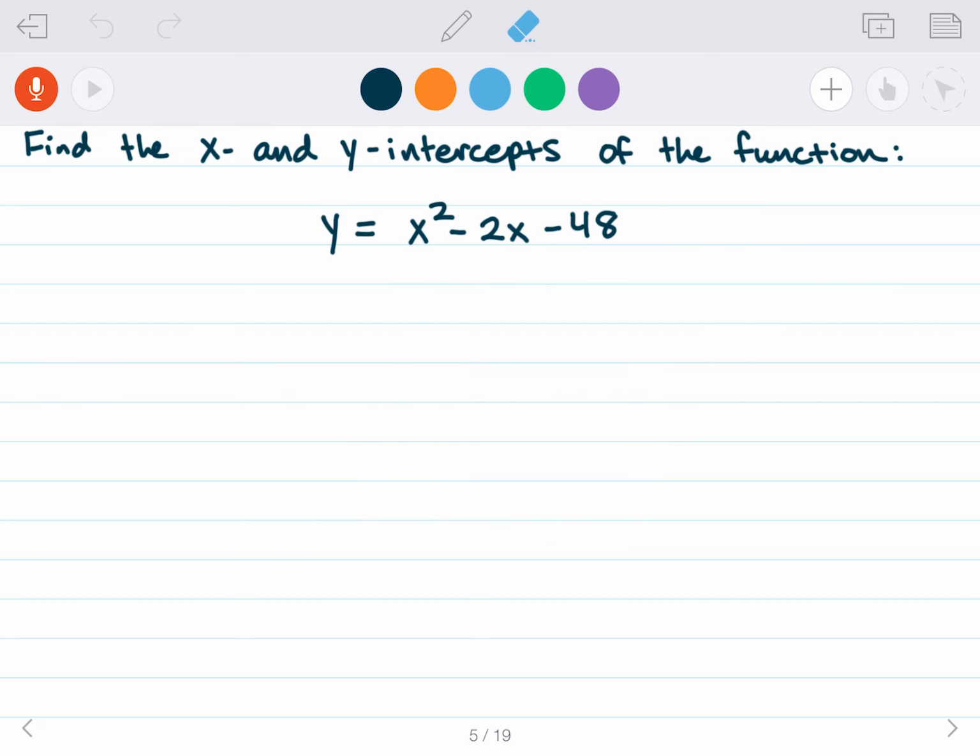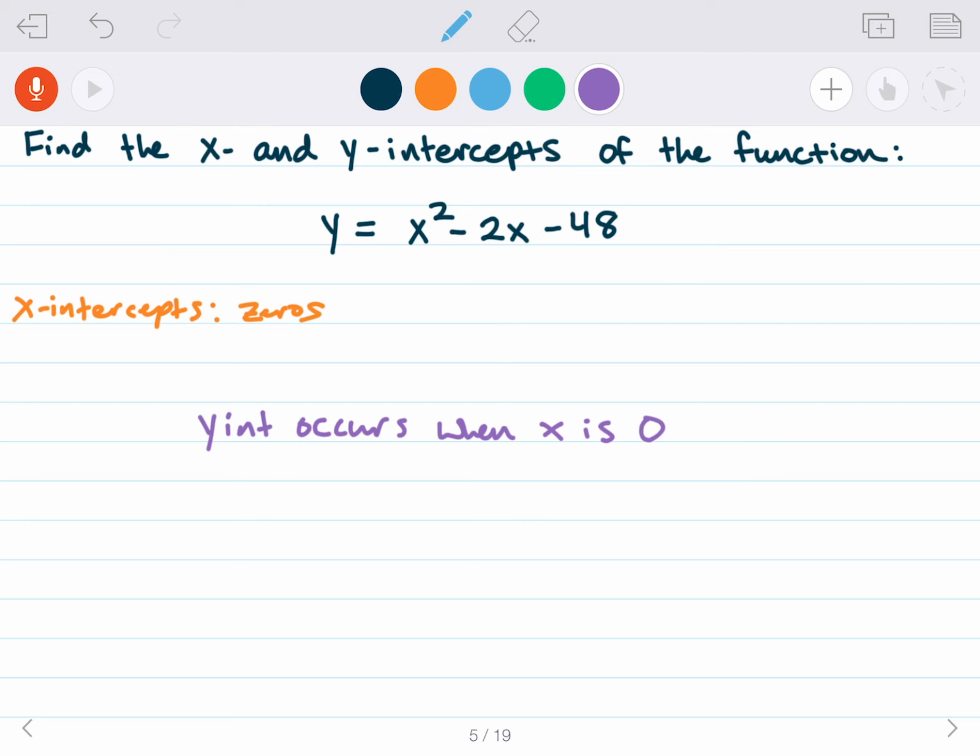Find the x and y intercepts of the function. So remember, x-intercepts are just zeros. That's all that means. So I'm going to do the y-intercept because that's the easiest. The y-intercept occurs when x is 0. So all we have to do is plug in 0 for x into our function up there and figure out what the output is. So let's do that.